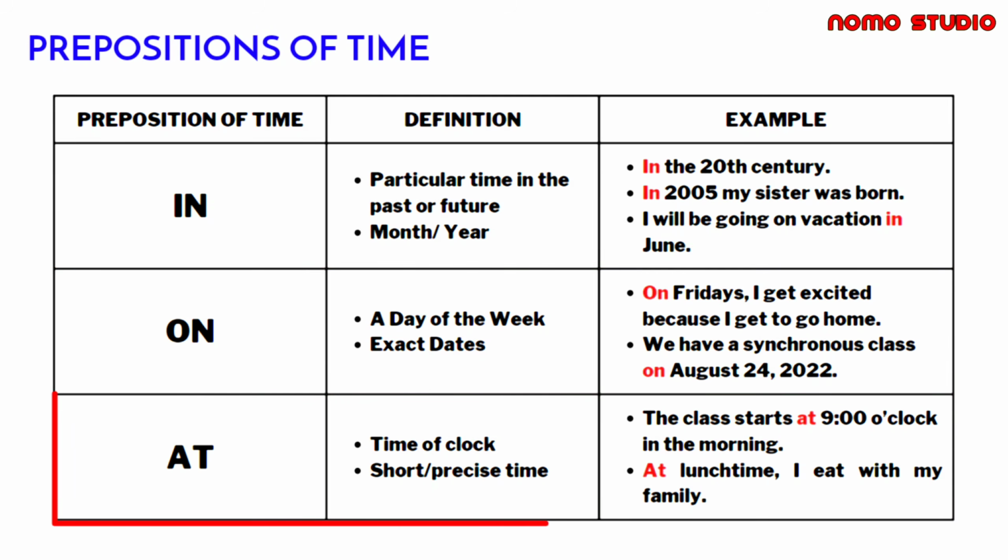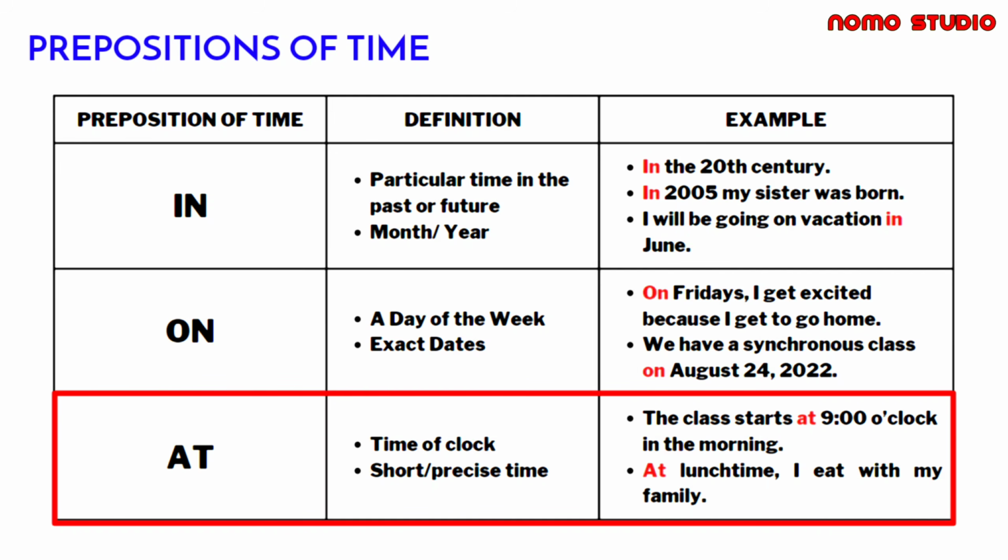Next, we have the preposition at. So ginagamit po yung preposition na at kapag nagre-refer tayo sa exact time. So example, 9 a.m., 10 p.m., 12 a.m., and also it can be used as a short or precise time. So let's say, for example, the class starts at 9 a.m. or 9 o'clock in the morning. Next example, at lunchtime, I eat with my family.